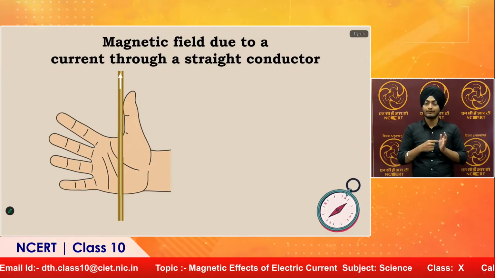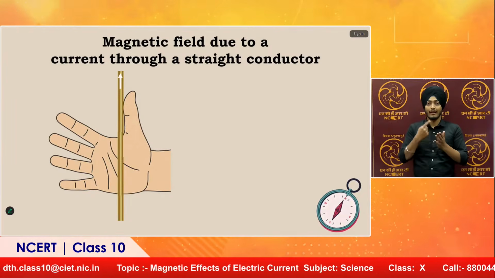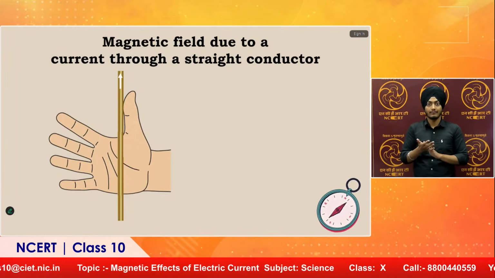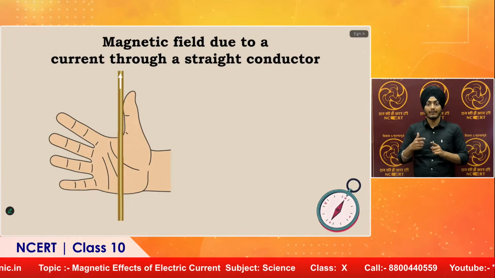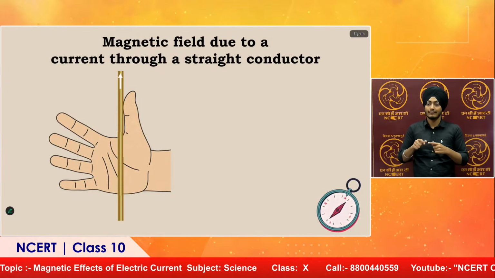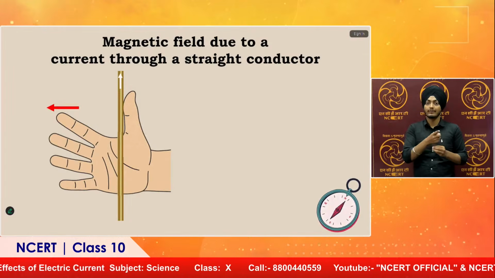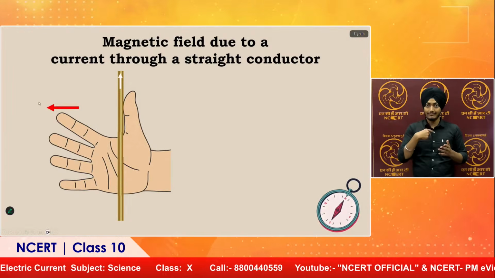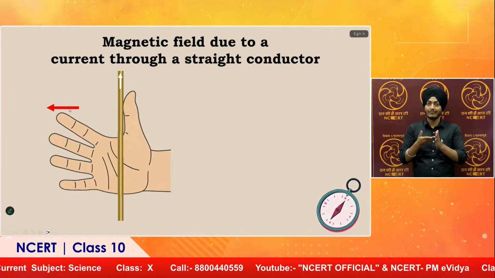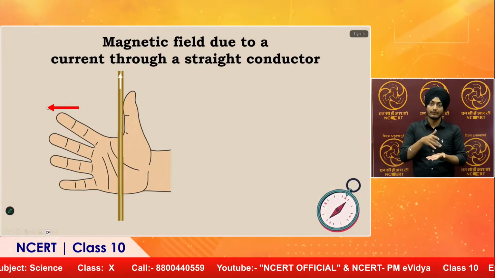If we keep the thumb of our right hand along the direction of the current, then the fingers show the direction of the magnetic field. Here the fingers are showing in this direction. Look, towards the left it is showing. So at this point the magnetic field is towards the left.